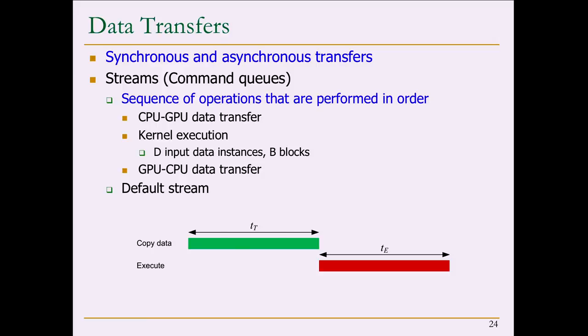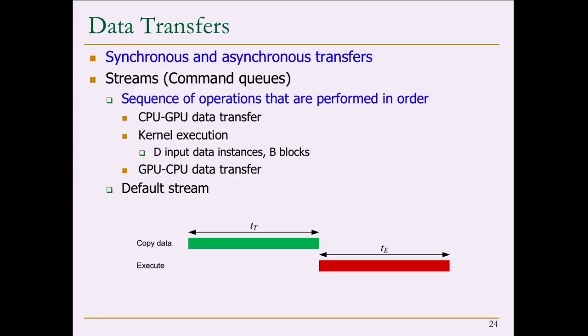Usually, when we are very beginner programmers and we want to write our code, we don't have to care about the stream. We will be using the default stream. But it is possible to have more than one stream or more than one command queue. And this is going to allow us to overlap communication and computation on the GPU.